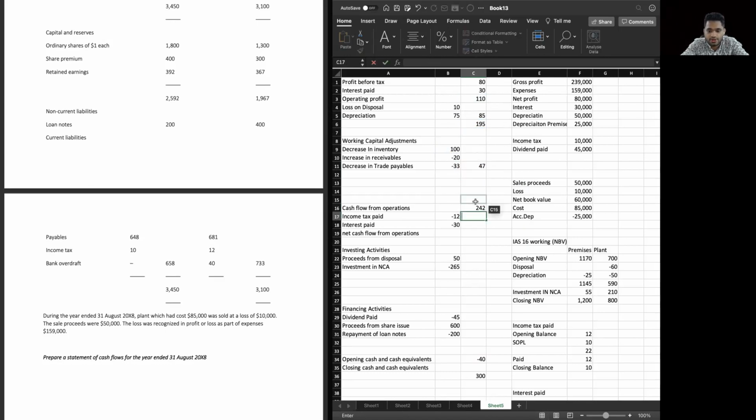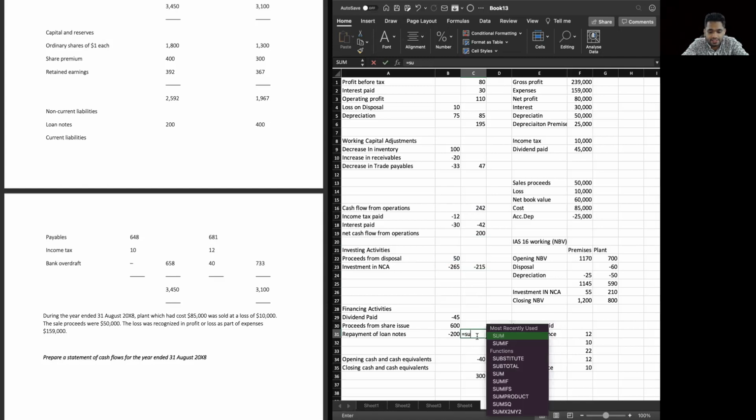From this, your total of income tax and interest paid is going to be 42. So your net cash flow is going to be 200. So your proceeds from the disposal, 50 plus minus 265. So it's a net cash outflow coming from your investing activities of 215. From your financing activities, we have a net cash inflow coming in of 355.